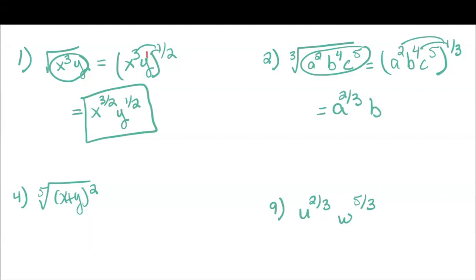B, 4 times 1/3 is 4/3. C, 5 times 1/3 is 5/3. There's your simplified answer.